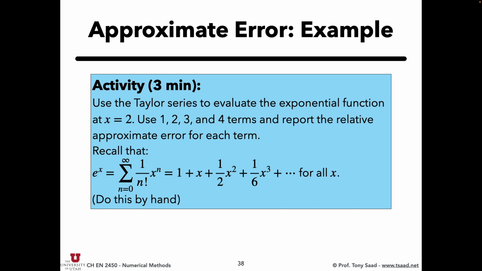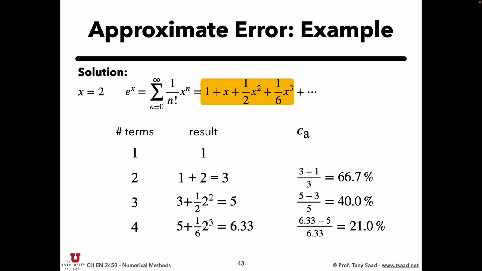And we went ahead and did this example. I asked you to use the Taylor series to evaluate the exponential function using 1, 2, 3, and 4 terms and report the relative approximate error for each term. So clearly what this is saying is that the exponential function can be approximated with this polynomial, but we can't use an infinite number of terms, so we're going to employ a finite number of terms. We will, in a few minutes, call this a truncation procedure. If you do 1 term or 2 terms or 3 terms or 4 terms, you're committing an error. The more terms you add, the less that error is going to become. And you were asked to do this calculation, so we went ahead and did that.